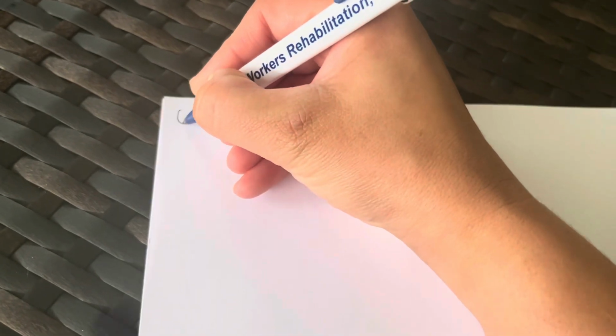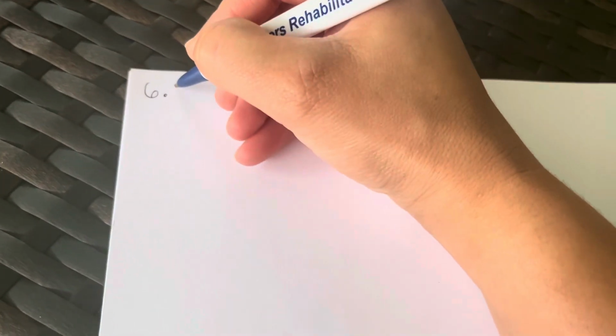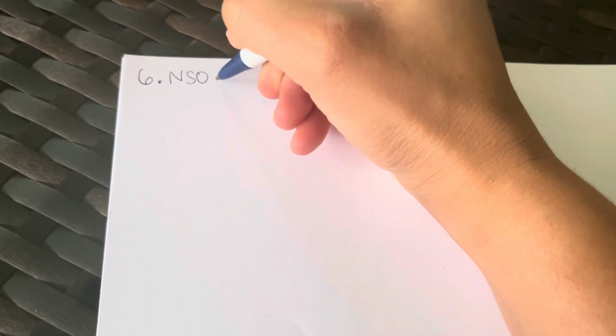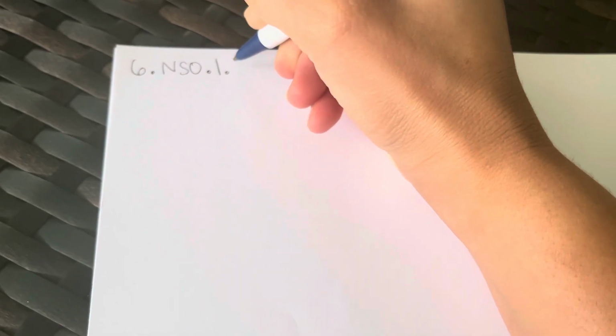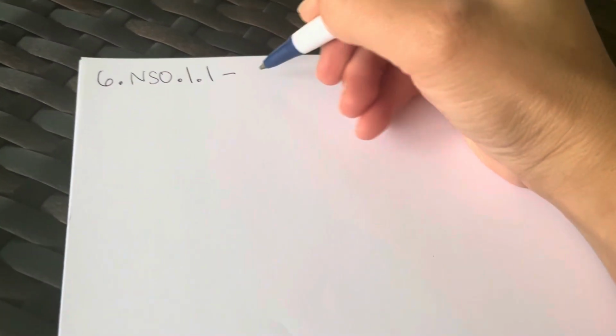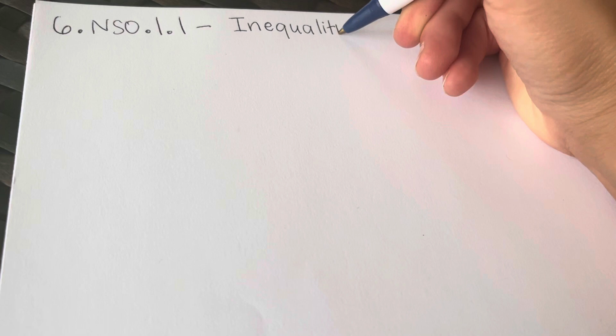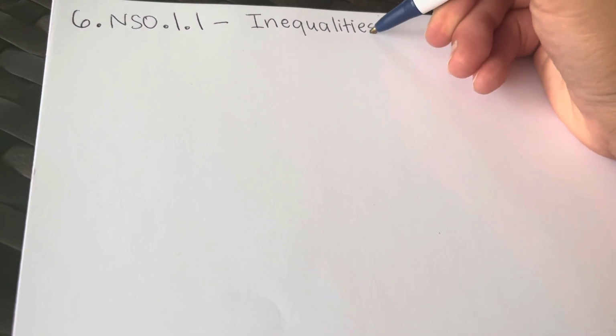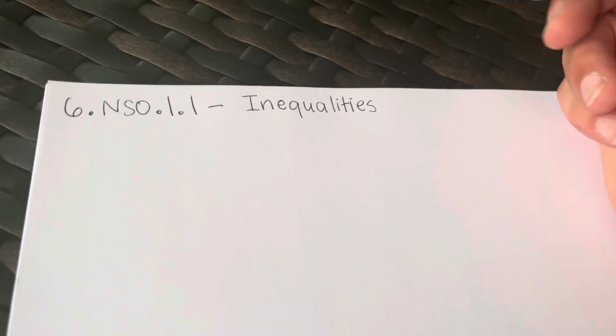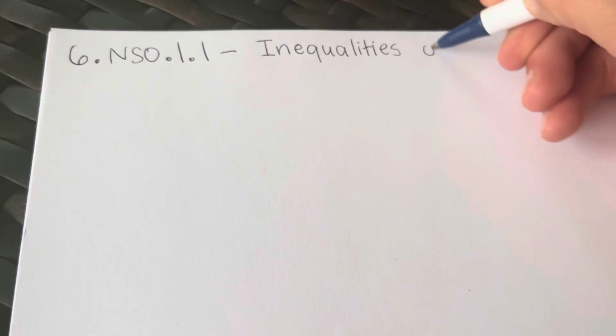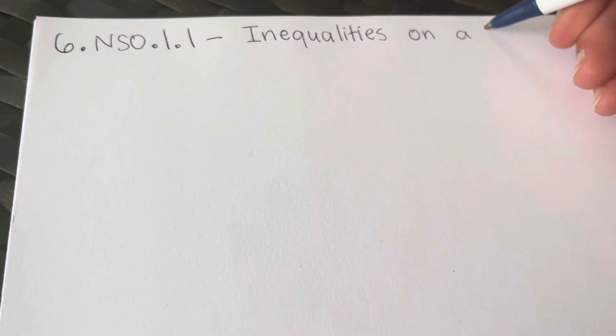Will you give me a heading that says 6.NSO.1.1, and then I'm going to put a dash. This entire standard goes with inequalities. It's inequalities. We're going to talk about that word in just a second. Inequalities on a number line.